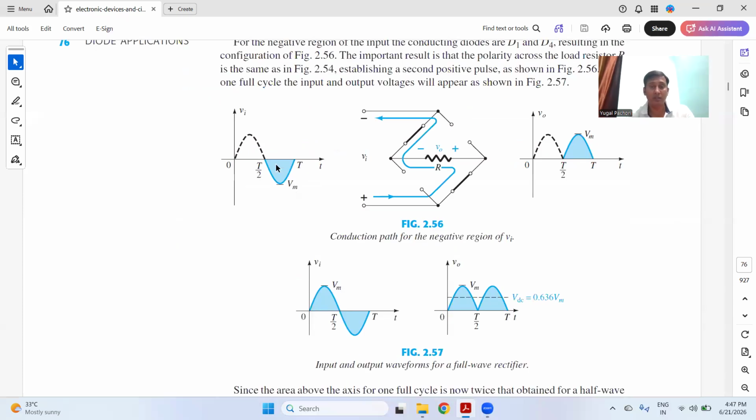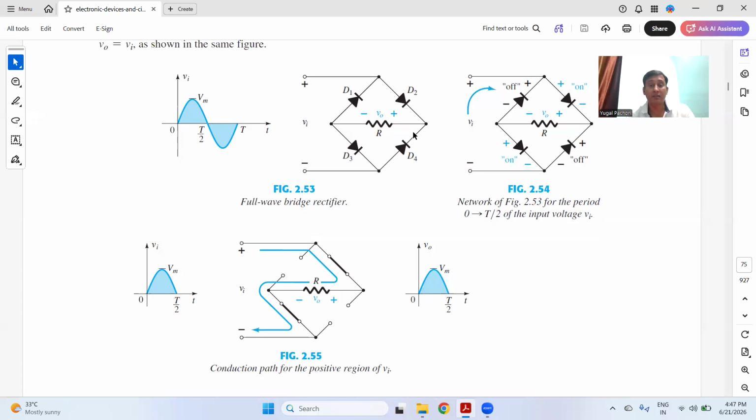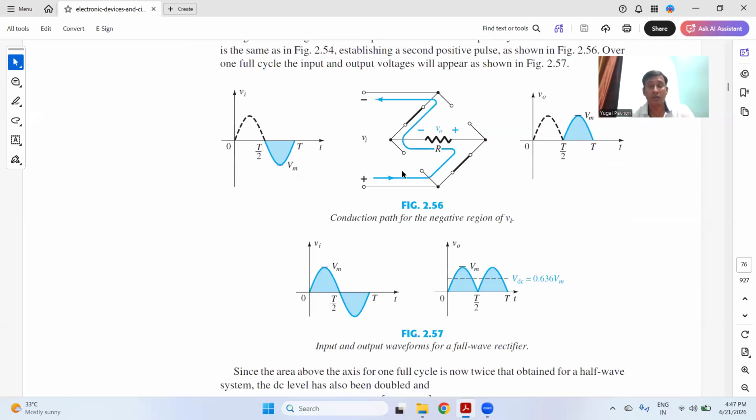Whereas in the negative half cycle, you can see this is minus, this is plus. You see that D1 is on and D4 is on. The current will flow like this, D4 is on, then you get this, and therefore D1 is on, and you are getting the output. So you can see with this diagram, 2.57, that in both the positive half cycle and the negative half cycle, you are getting the DC output.